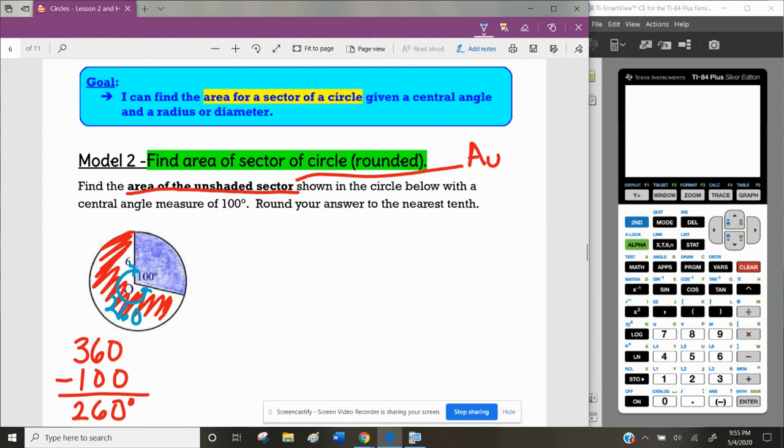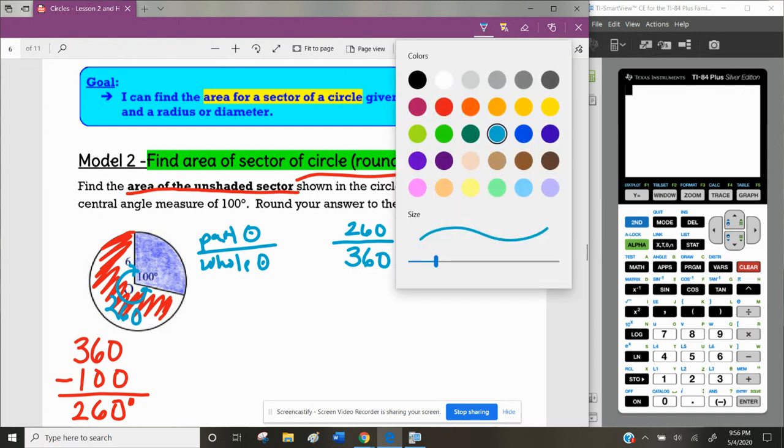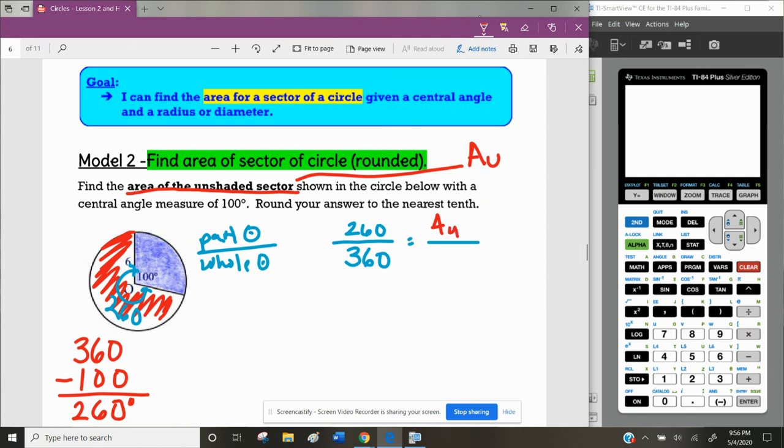There is more than one way to do this question. This is just the way that I'm going to go about doing it to keep our process the same. Okay, so we're going to have the part of the circle over the whole circle. Okay, we always want to be comparing similar things in our proportions, right? Comparing two values, two units. All right, so our part is 260 degrees out of 360 degrees. We are looking for our area unshaded, our A sub U. Okay, that's what we want to find.